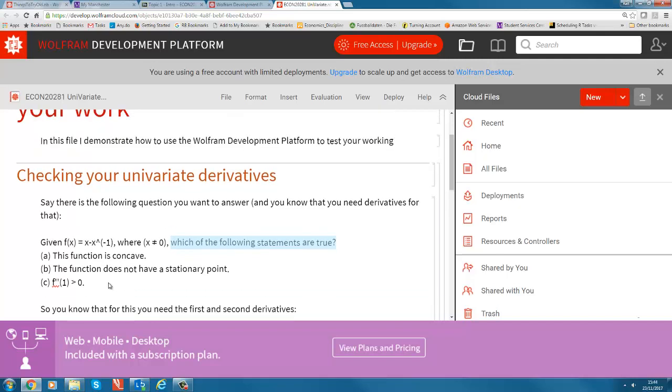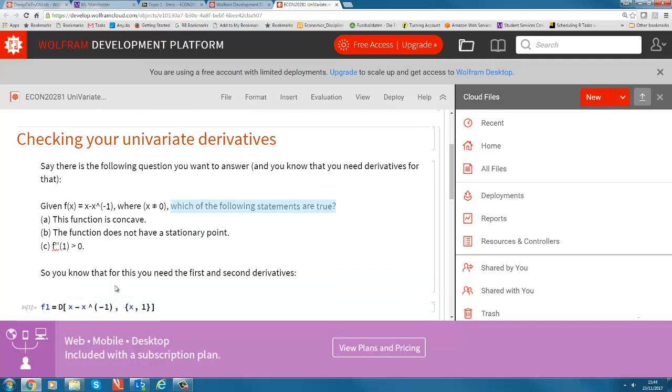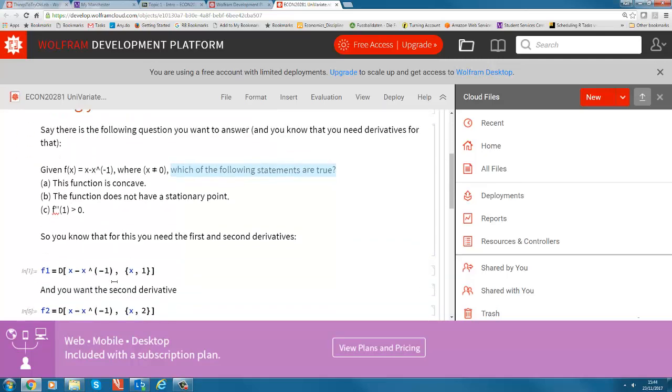So firstly, we need the first and second derivatives for sure. We want to have a stationarity point. We need to set the first derivative equal to 0. So let's see how we do these sorts of things. Of course, you will be expected to be able to calculate these derivatives by hand. This is to check your work, not to do your work, because in the exam you don't have it.